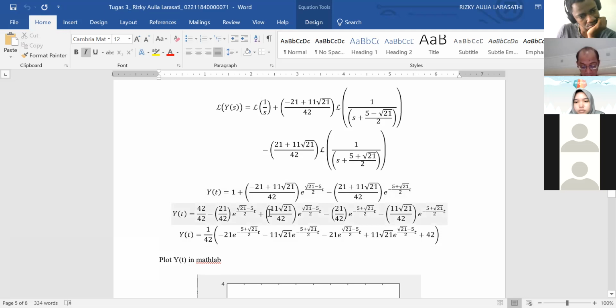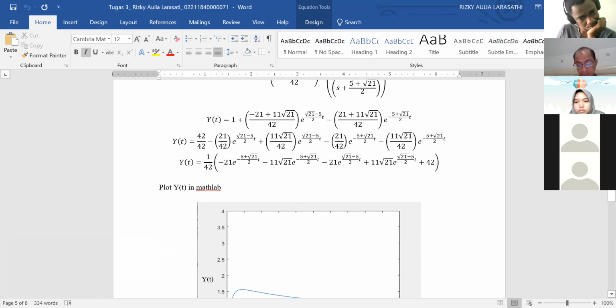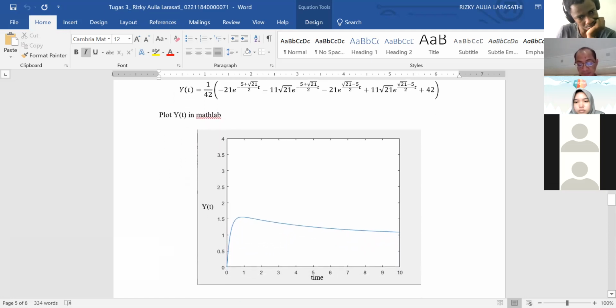Y(t) equals 42 per 42 minus 21 per 42 e to the power of (square root of 21 minus 5) per 2 t, plus 11 square root of 21 per 42 e to the power of (square root of 21 minus 5) per 2 t, minus 21 per 42 e to the power of (minus 5 plus square root of 21) per 2 t, minus 11 square root of 21 per 42 e to the power of (minus 5 plus square root of 21) per 2 t. And then if we use MATLAB, we can plot y(t) like this, where this figure is y versus time.